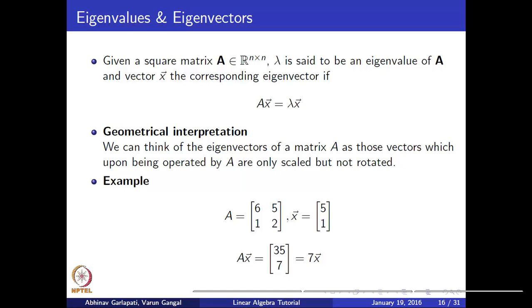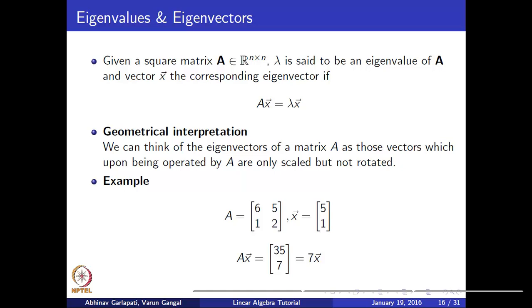X can be thought of as a vector in R^n, and the square matrix A acts like an operator which transforms X into another n-dimensional vector Ax. Now, the eigenvectors of A are those vectors which, on being transformed by A or operated upon by A, are only scaled by lambda but not rotated. In other words, their direction does not change.